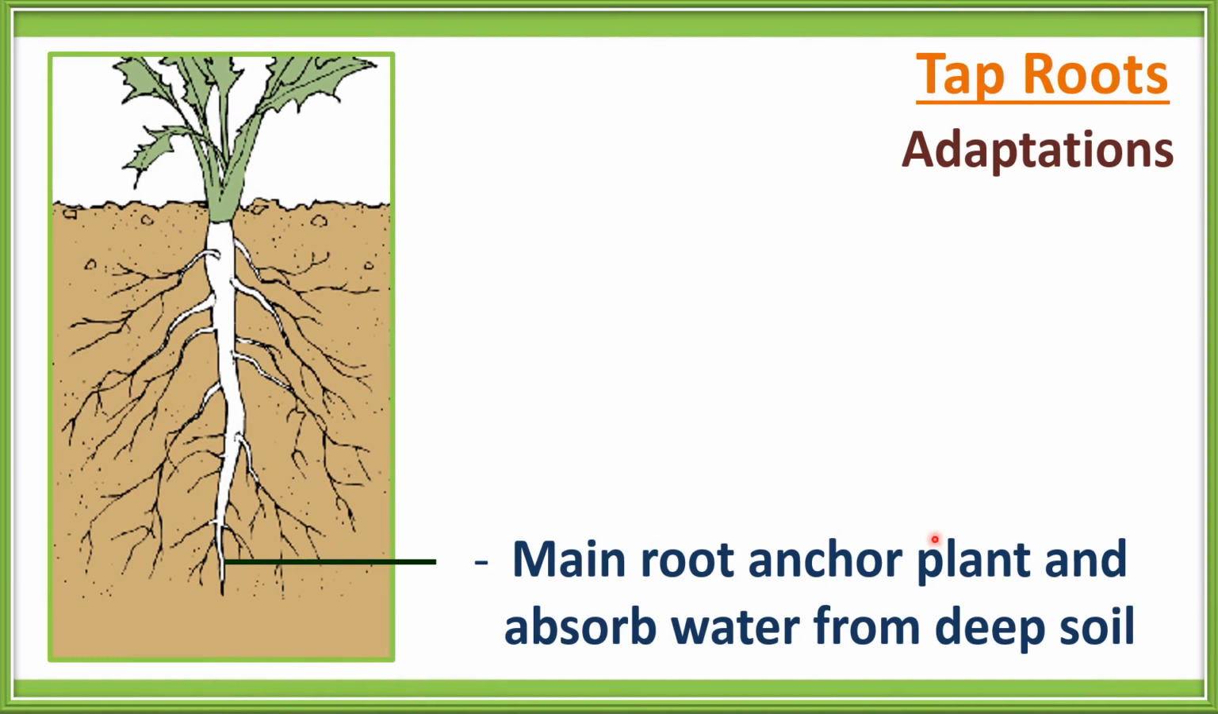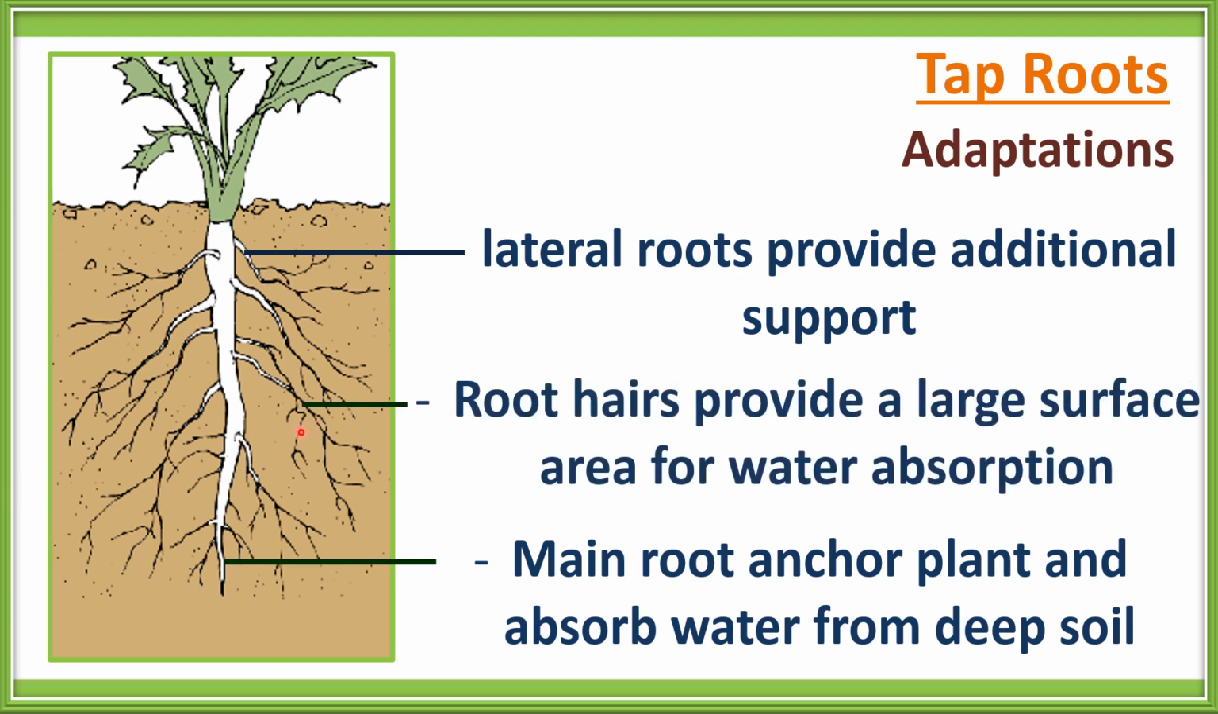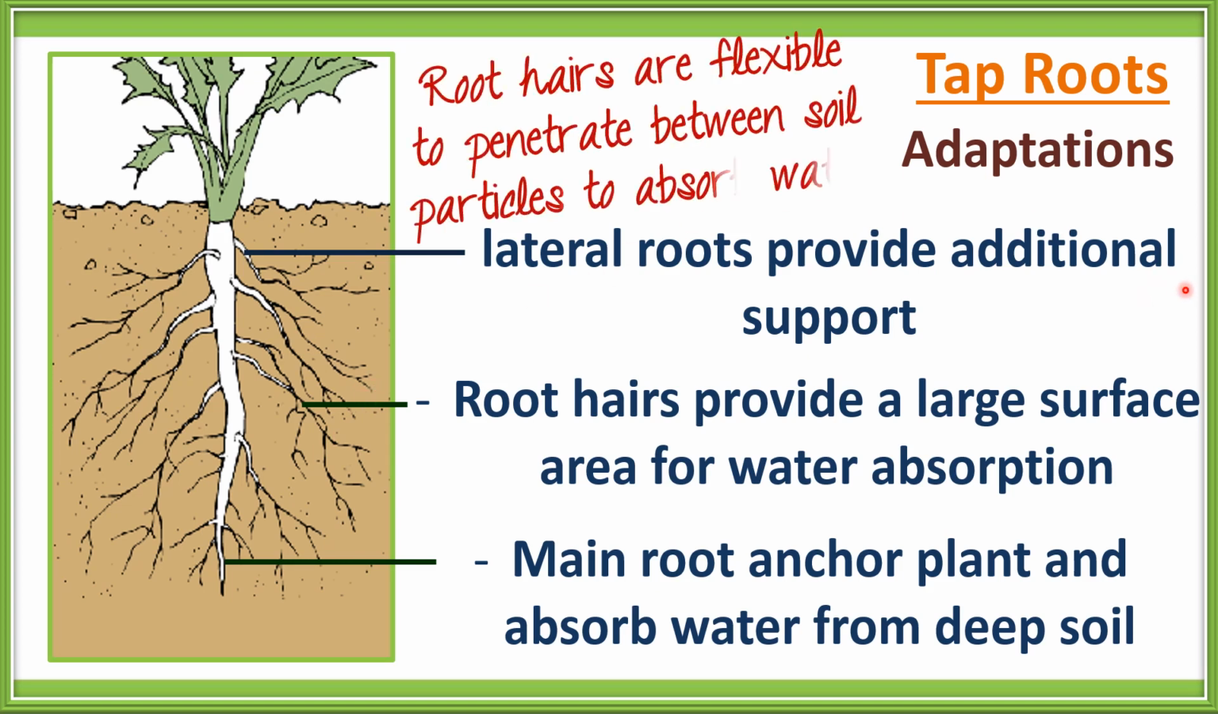Adaptations: the main root anchors the plant and absorbs water from deep soils. The lateral roots provide additional support, and the root hairs provide surface area for water absorption. Root hairs are flexible to penetrate between the soil particles to absorb water.